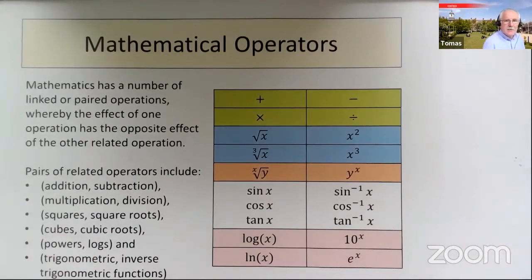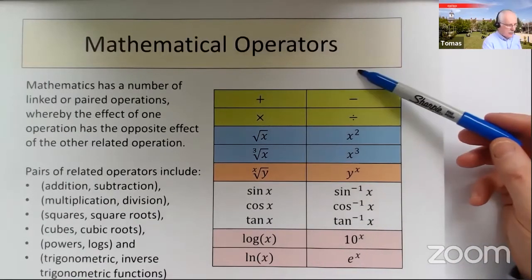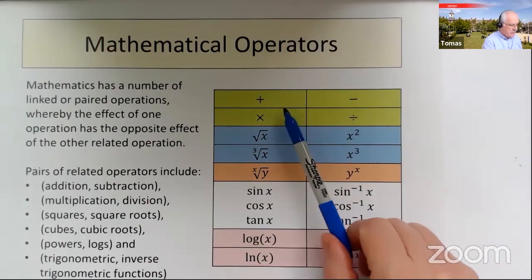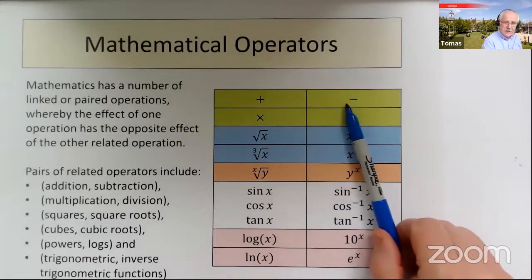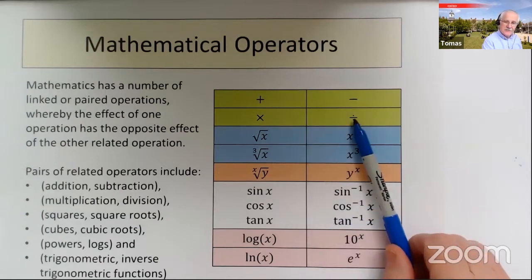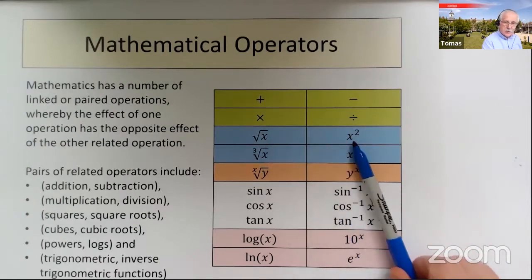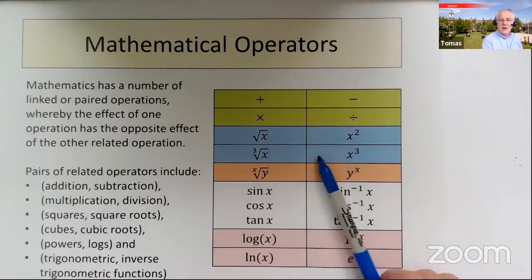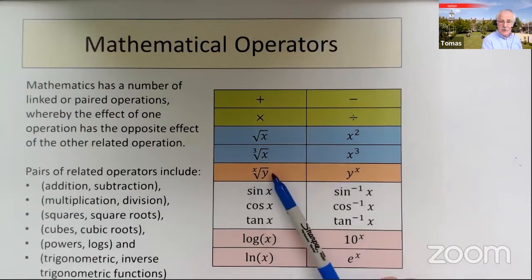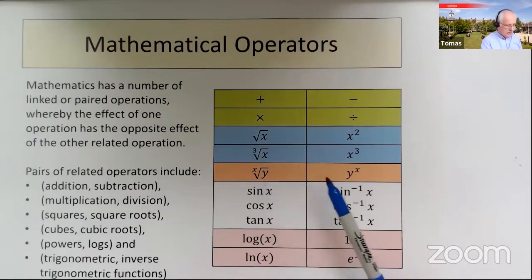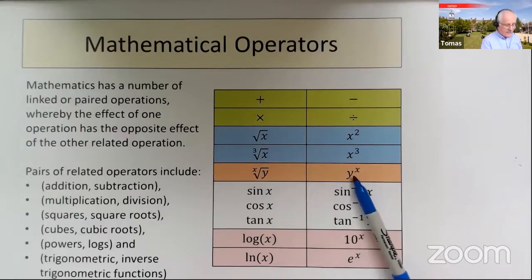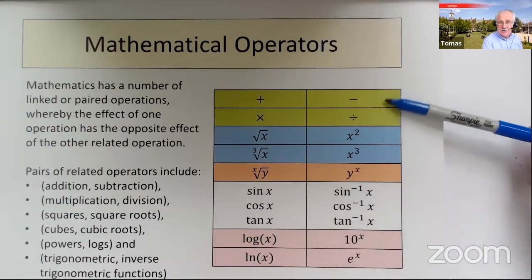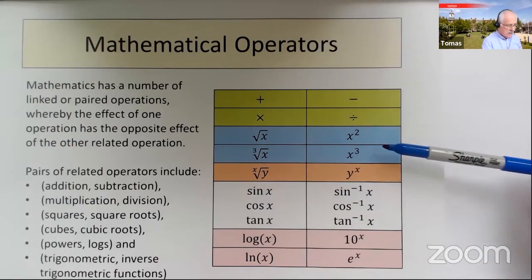Well, in mathematics, you've got mathematical operators, and you'll see these on your calculator. They come in pairs. So there's a plus and a minus. There's a multiply and a divide. There's a square root and a square, a cube root and a cube. So there's always a way back. There's the xth root, like the 5th root or the 10th root, and the xth power, the 5th power or the 10th power.